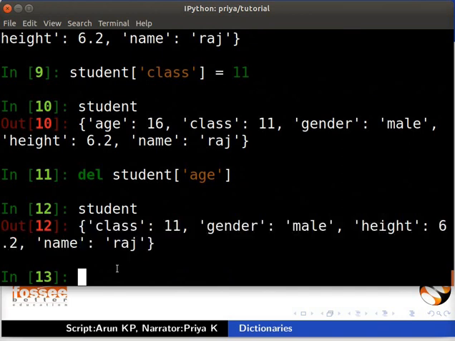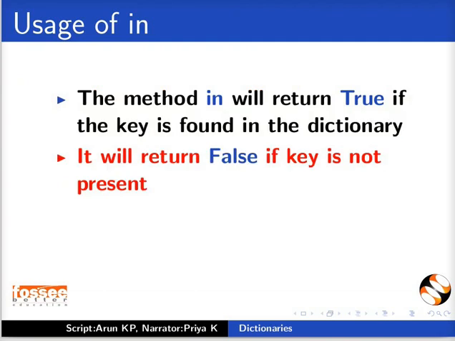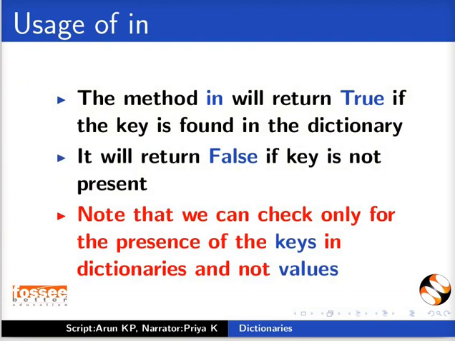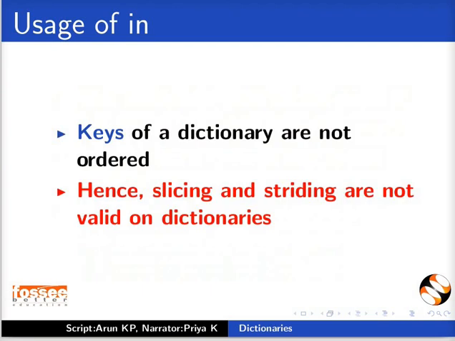Next, let us see how to check whether a key is present in a dictionary. For that, we can use the method in. The method in will return true if the key is found in the dictionary. It will return false if the key is not present. Note that we can check only for the presence of the keys in dictionaries and not values. Keys of a dictionary are not ordered. Hence, slicing and striding are not valid on dictionaries.